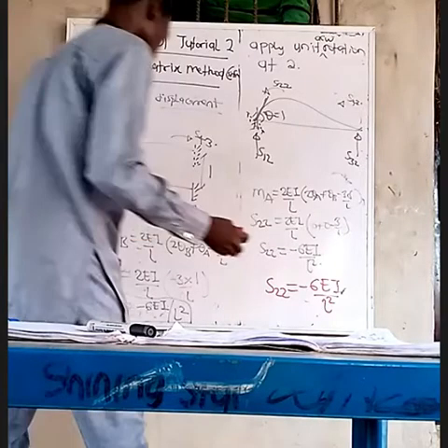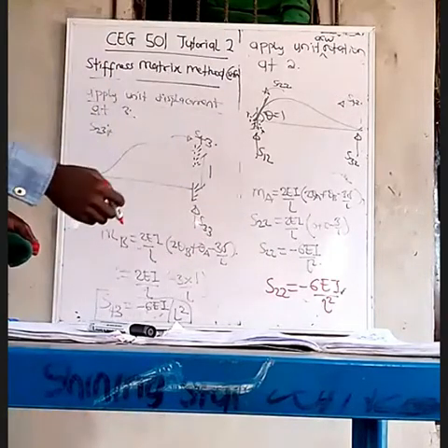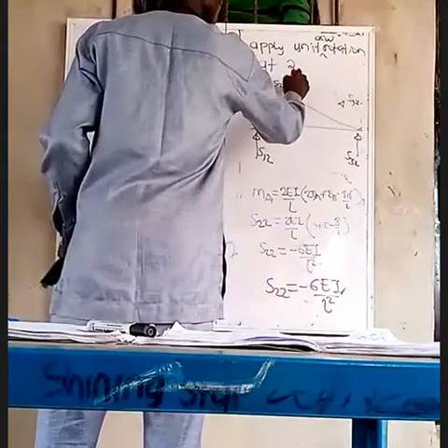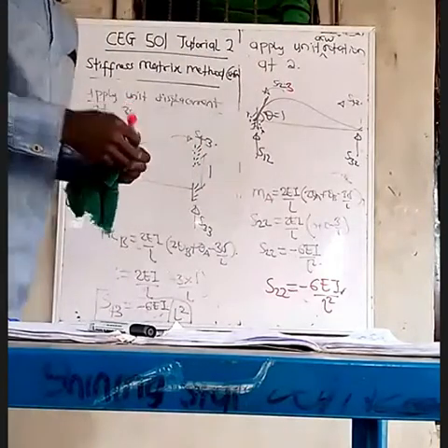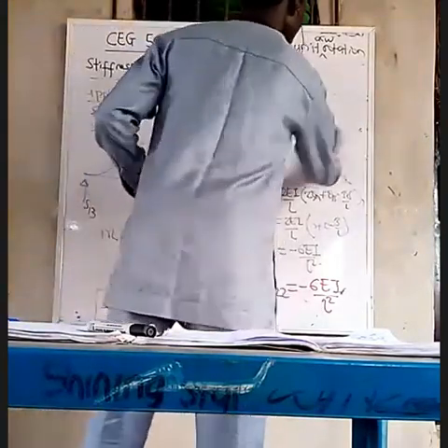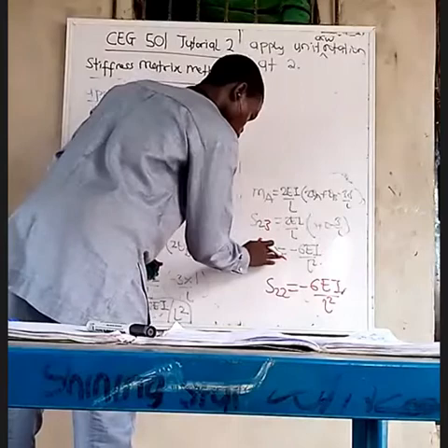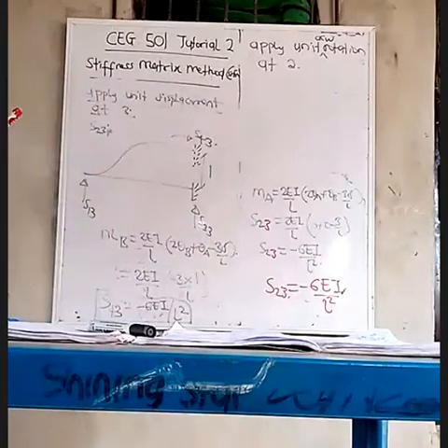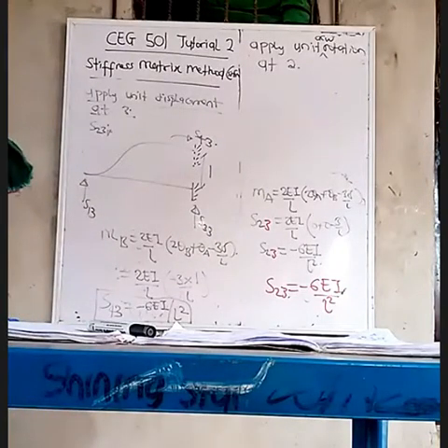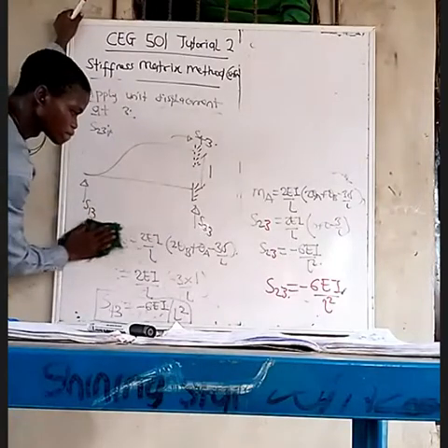Okay. So minus 6EI over L squared. That's S22. Did I say S22 now? That'll be S23. Sorry. This diagram is not the one we are using now. This is the diagram we are using. That confused me. S23. So minus 6EI over L squared. So that is done. I'll clean this now.